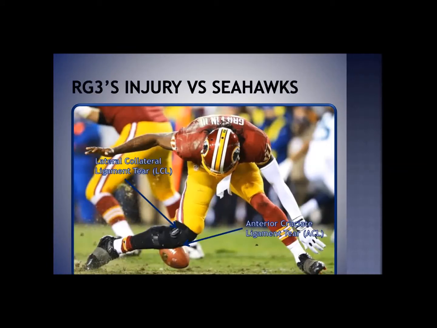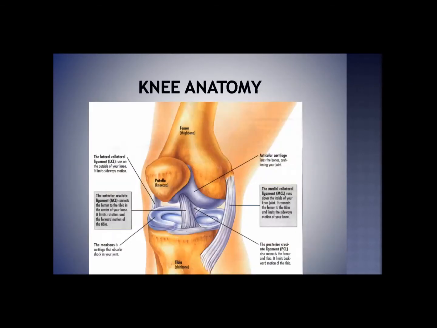All right, so let's talk about the injury. RG3's injury versus the Seahawks resulted in the lateral collateral ligament tear, or the LCL, and the ACL, or the anterior cruciate ligament tear. So let's talk about a little bit of knee anatomy. The lateral collateral ligament pretty much runs from your femur, or the thigh bone, to the tibia, or the shin bone, and it's going to prevent the lateral, or the sideways, movement of the knee.